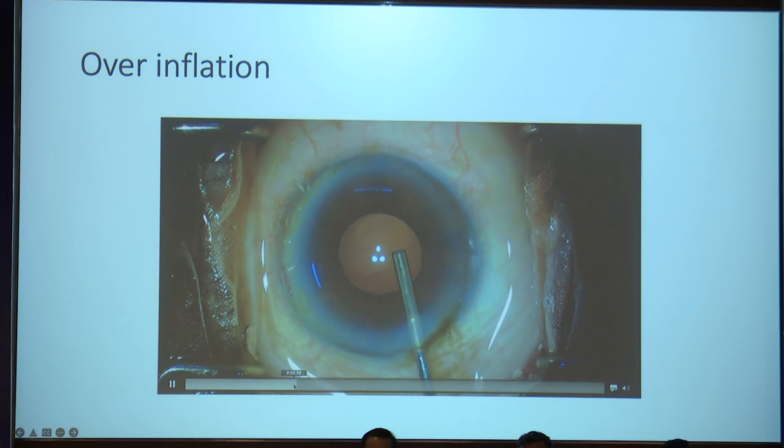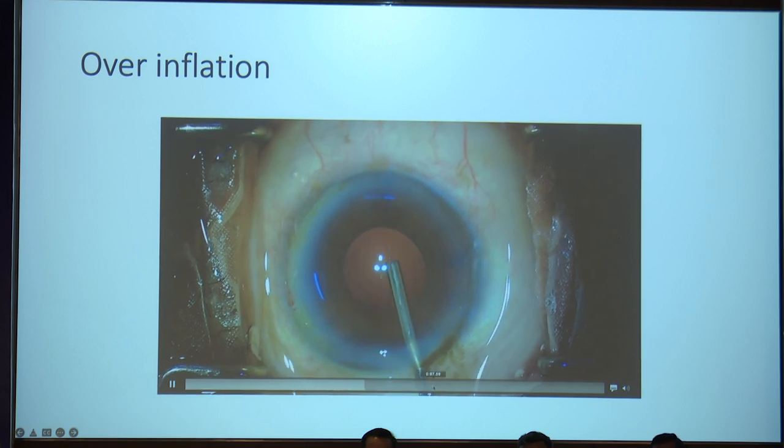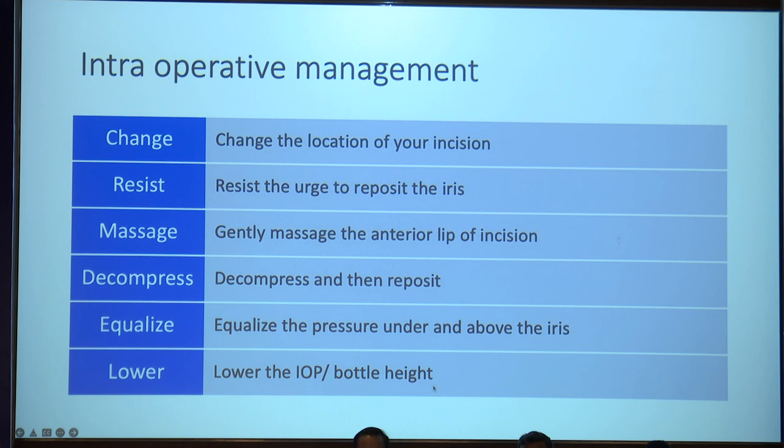So how do you manage this? What is the intraoperative management for an iris prolapse? If you detect iris prolapse early in your surgery and it is repeatedly coming out, you can very well change your incision site. You can seal your original incision and move on to another comfortable site.